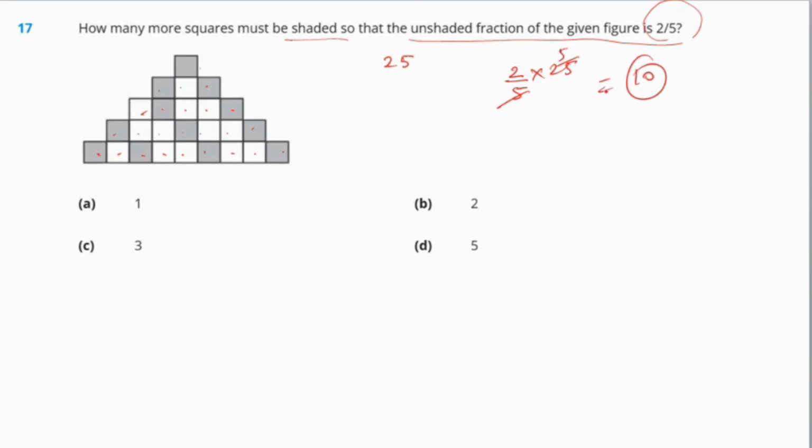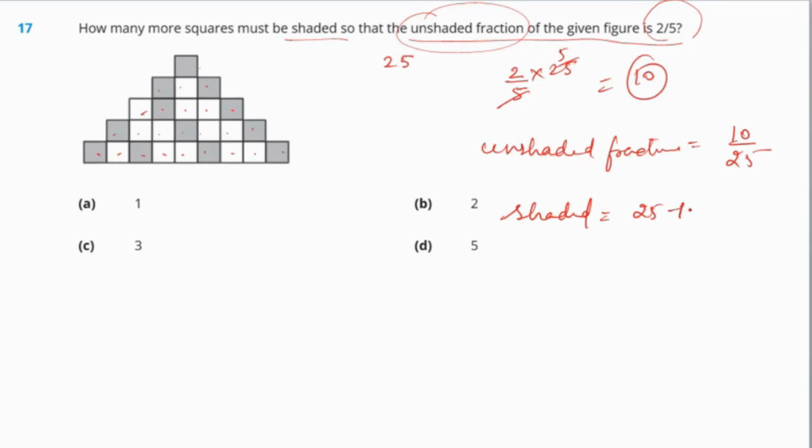If we figure out the 2 by 5 of the entire figure, that gives us 10. And according to the question, the fraction of the unshaded part, okay, the unshaded part fraction is what? The number should be 10, 10 by 25. Then only we are going to get 2 by 5. So if the unshaded part is 10, the shaded part needs to be what? The shaded part needs to be 25 minus 10, and that gives us 15.